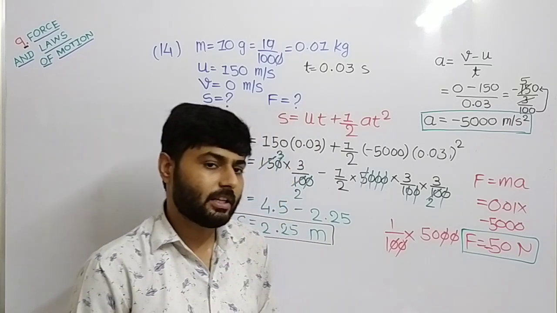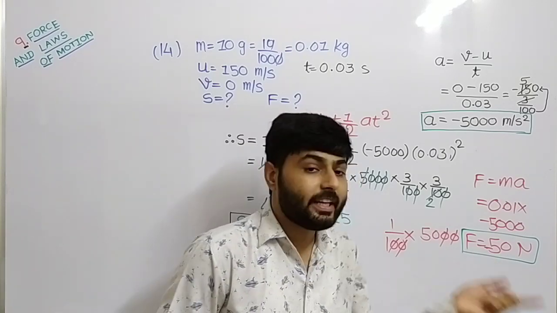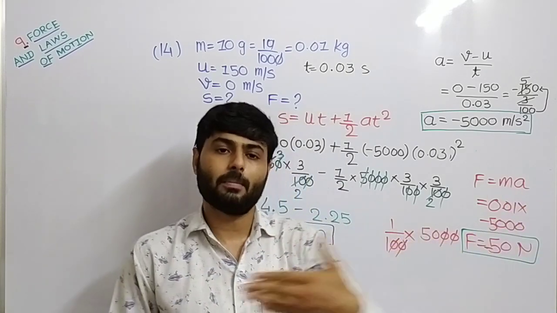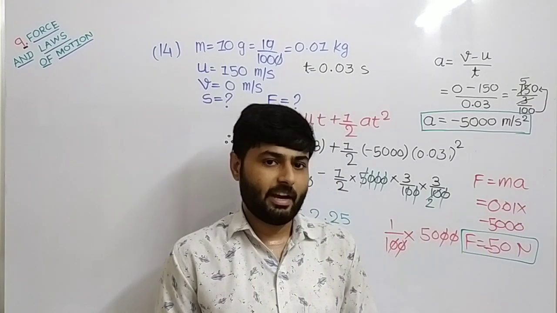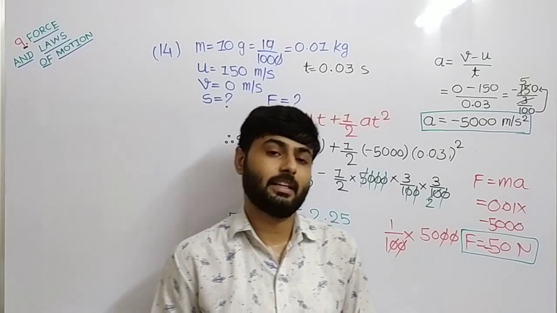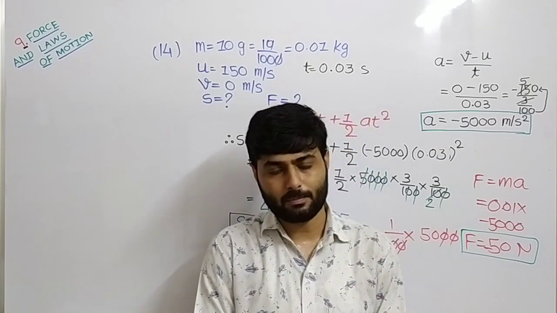So what will be our answer? Our answer will be 50 Newton. 50 Newton, that is the same magnitude but in opposite direction. So we have the answer as 50 Newton as the force exerted by the bullet on the block.